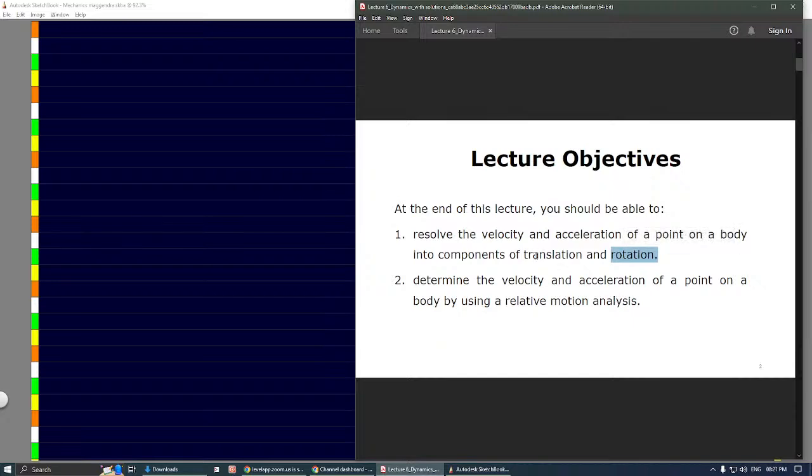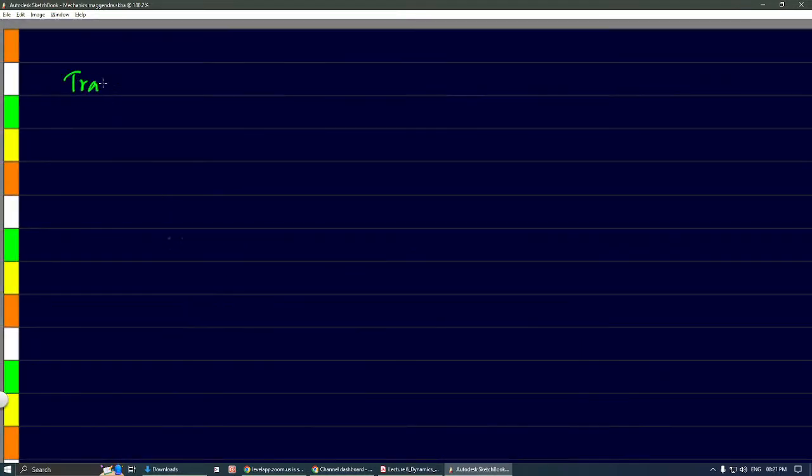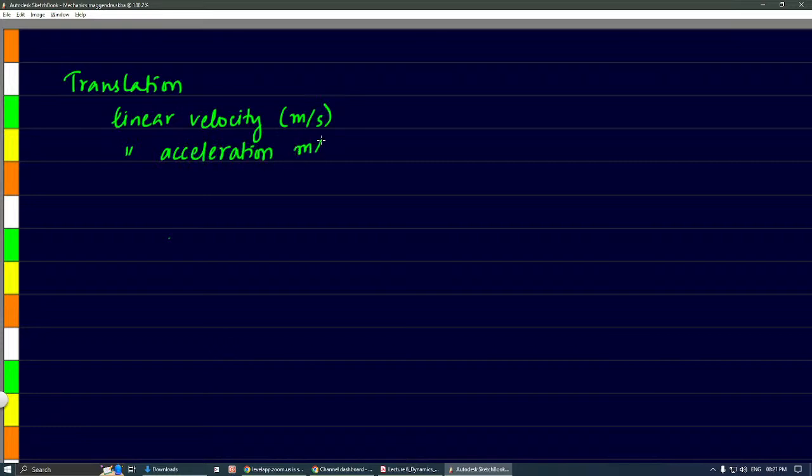For translation, we have linear velocity in meter per second. Let me write it down here. So first translation. For translation, we have linear velocity, the unit of which is meter per second. And then we have linear acceleration. The acceleration unit is meters per second square.